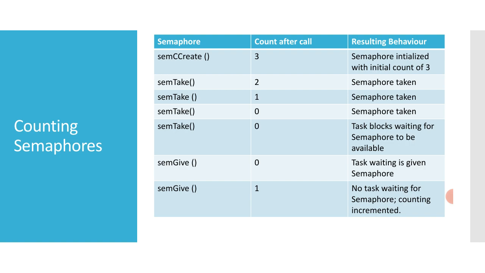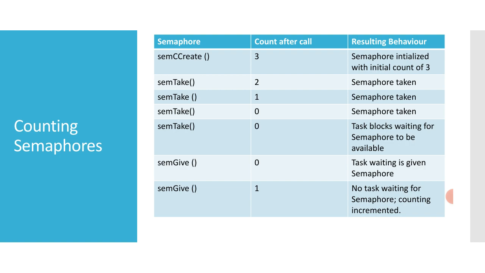Every time a semaphore is given, the count is incremented. Every time a semaphore is taken, the count is decremented. When the count reaches 0, a task that tries to take the semaphore is blocked. As with the binary semaphores, if a semaphore is given and a task is blocked, it becomes unblocked. However, unlike the binary semaphores, if a semaphore is given and no tasks are blocked, then the count is incremented. This means that a semaphore that is given twice can be taken twice without blocking.